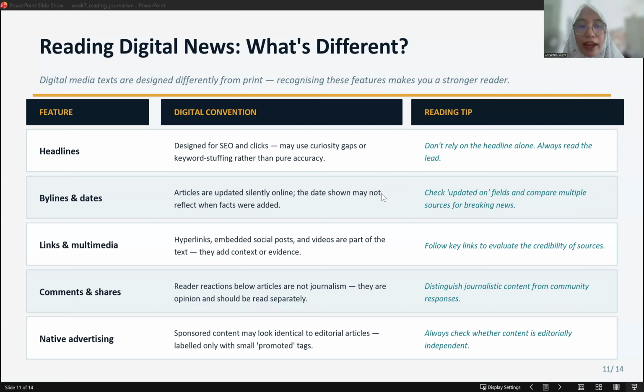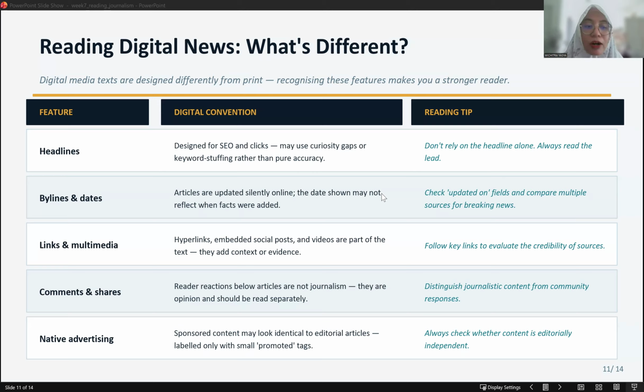And online articles can contain links and multimedia. Yeah, they contain hyperlinks that you can click on, embedded social posts, and videos that may be part of the text. Yeah, they add context or evidence. So you can follow the key links to evaluate the credibility of sources.